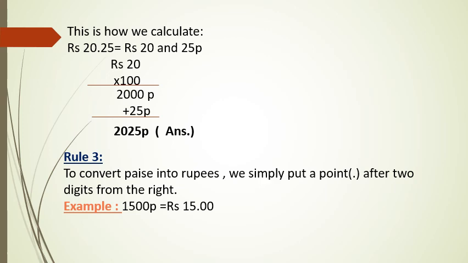Alright. Then move to rule 3. To convert paise into rupees, we simply put a point after 2 digits from the right. Example, 1500 paise. So what we are going to do? We are going to remove the last 2 zeros from the right. So the answer will be rupees 15. Alright students, understood? Okay.